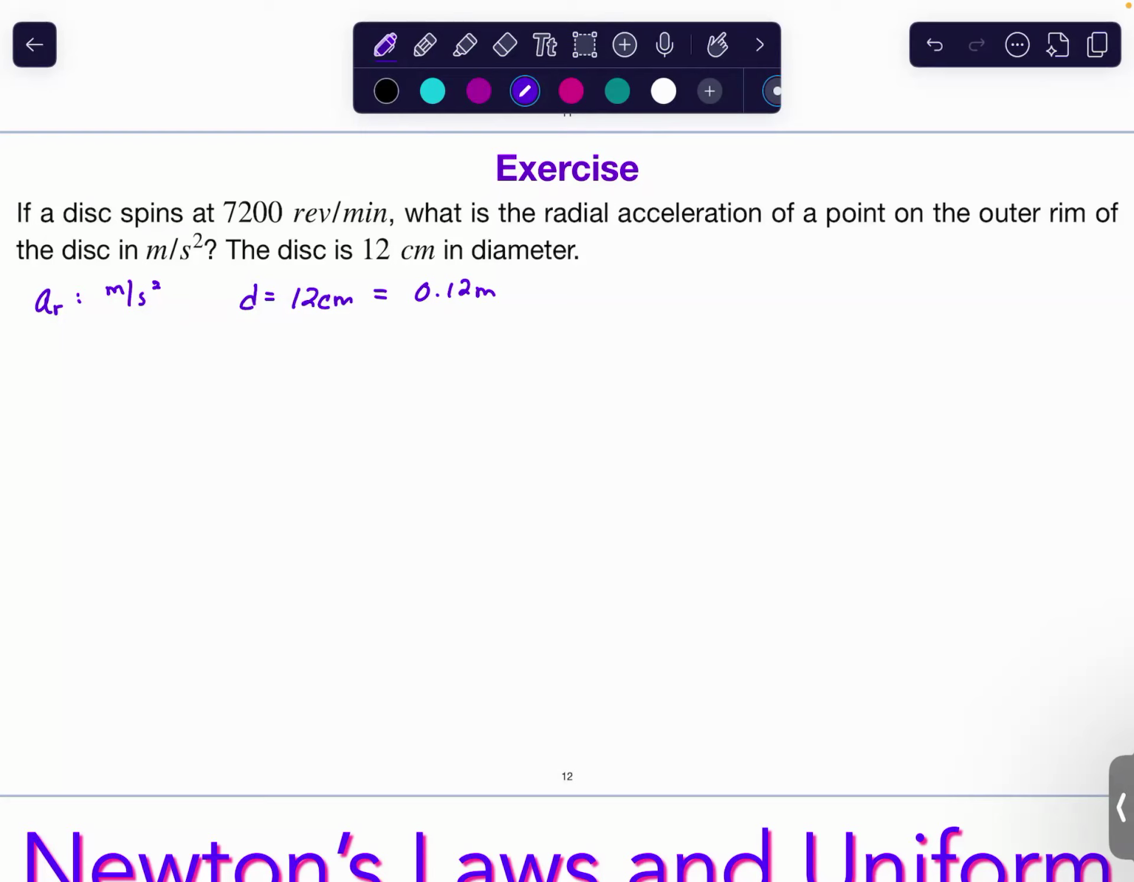I know that I'm going to be working with a radius. Your radial acceleration is r over the square. Radius, not diameter. That's 0.06 meters.